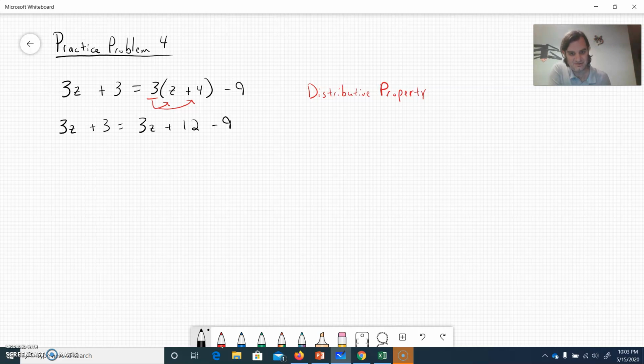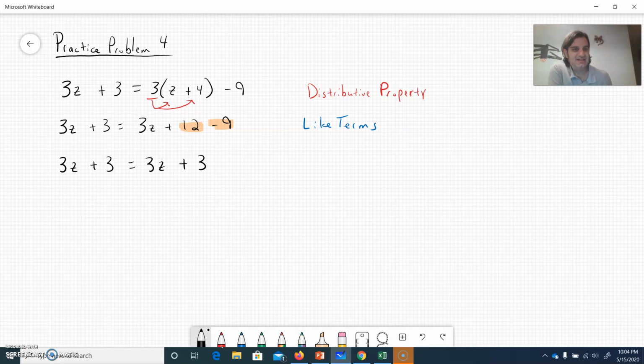Once again, depending on what procedure you're following, you'll notice on the right hand side we've got this 12 and this minus 9 that will combine. So we will do that. We will combine like terms. So that will look like on the left 3z plus 3, and that will be equal to 3z plus 3 on the right.